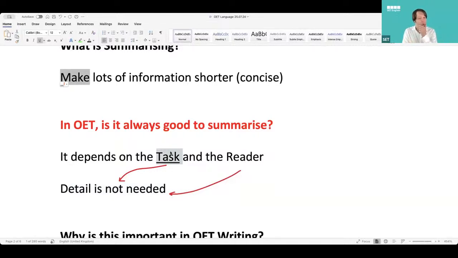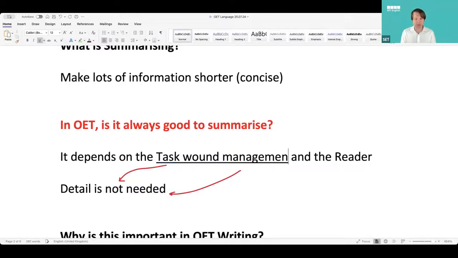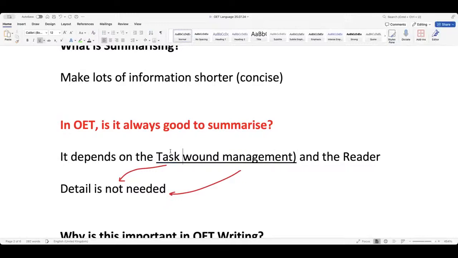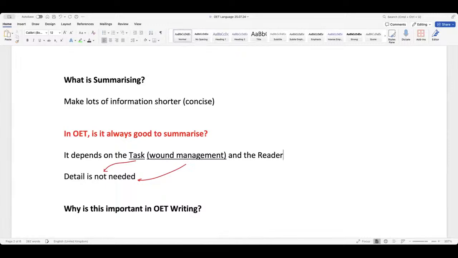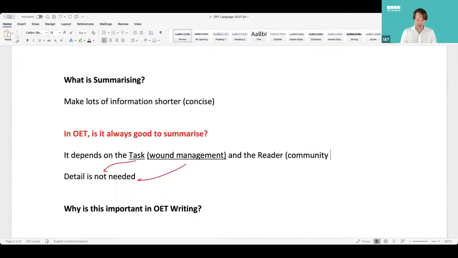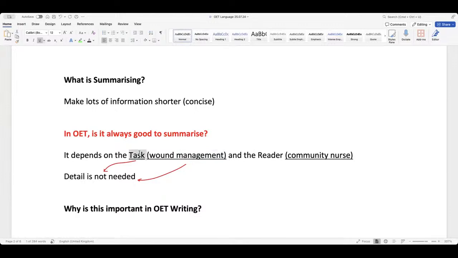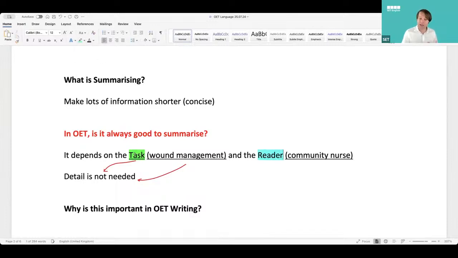Can anyone remember what the task was last week? Wound management. It was management of the wound, wasn't it? Wound management. Okay, fantastic. Who said that? It is a discharge letter. Brilliant. And who was the reader? The community nurse. So we summarized the treatment because the nurse did not need the details for her management, right? Yes, that's the idea. Always think, what does this person need? Who are they? What do they need? If they don't need this, you can summarize it.